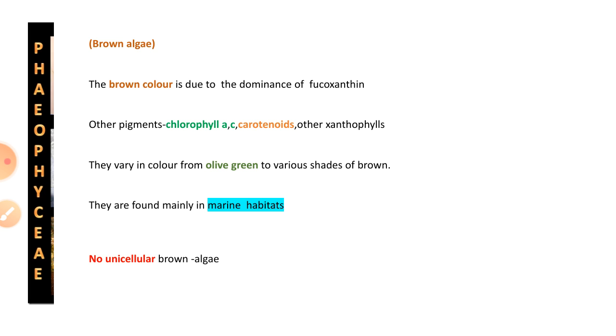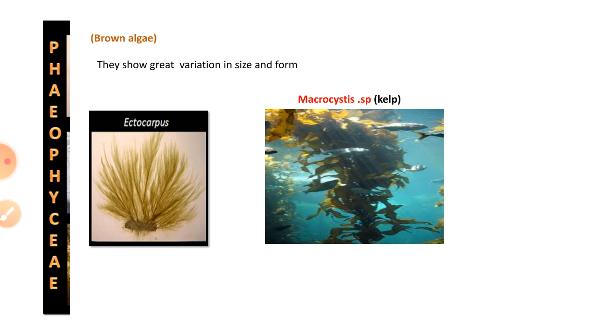They are found mainly in marine habitats. They are mostly seen underwater. Only the blue-green part of the sunlight reaches those depths, and the brown pigment fucoxanthin absorbs the blue-green light and increases the efficiency of photosynthesis. There are no unicellular members in this class. But still, they show great variation in size and form.